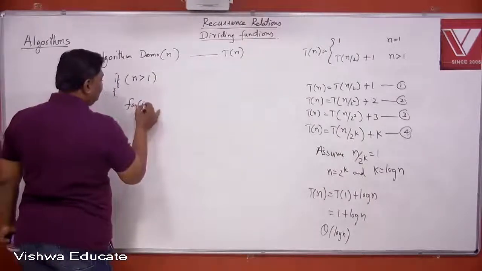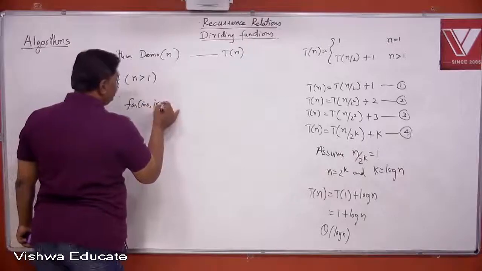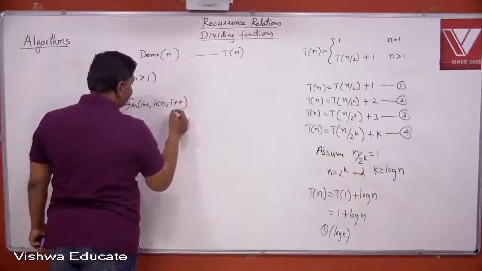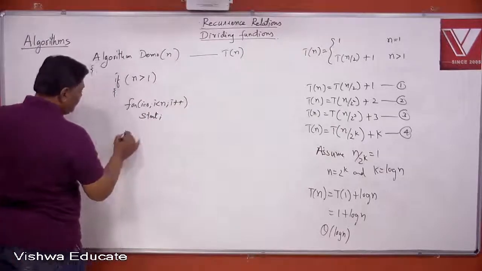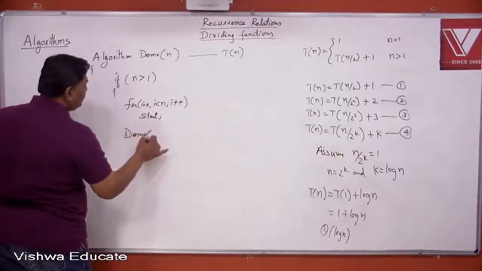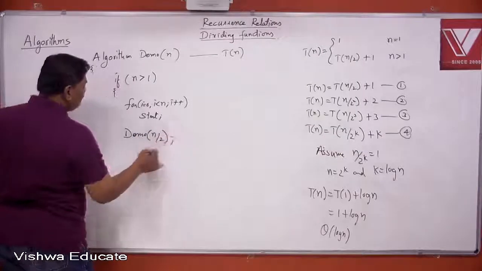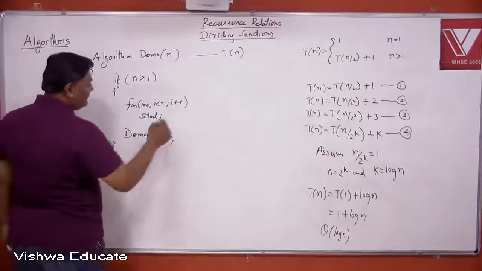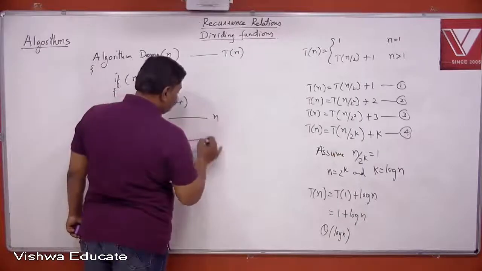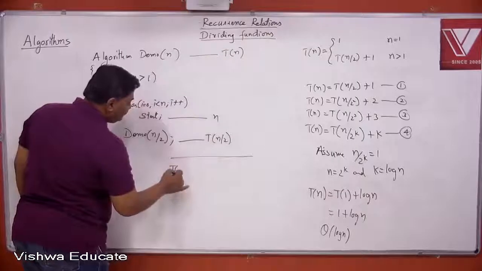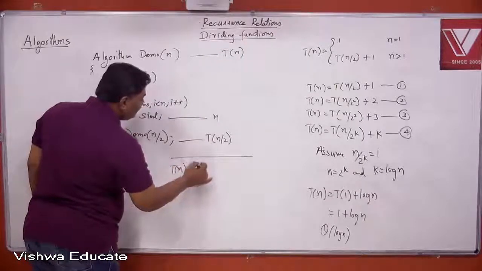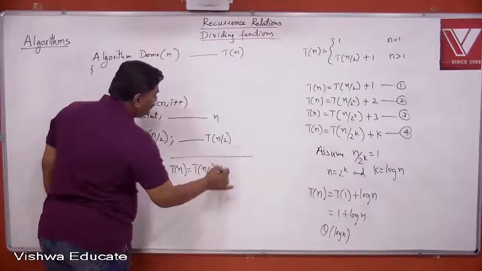For i assign 0, i is less than n, i plus plus, some statement. Then call demo for n by 2. What is the time taken here? This is n, this is T(n by 2). So T(n) is equal to T(n by 2) plus n.